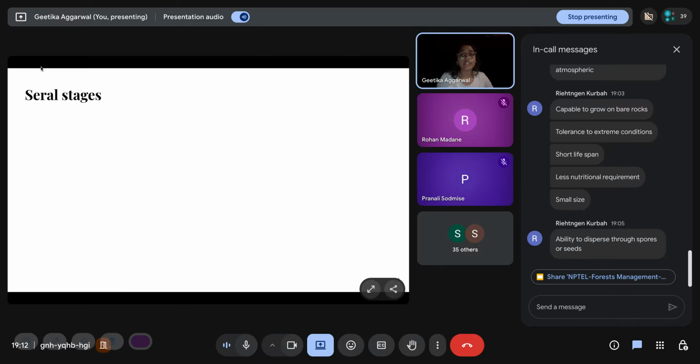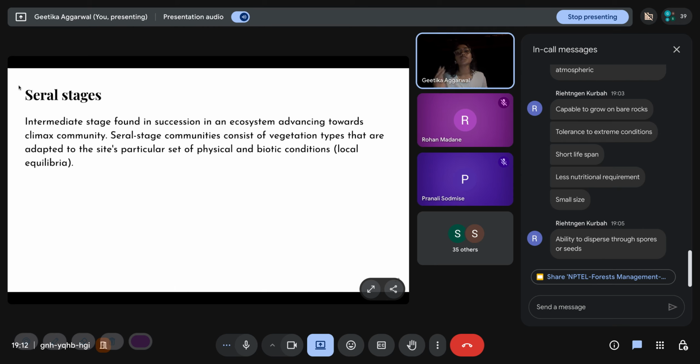Coming to the serial stages, as we said, between the pioneer and the climax community come in these different serial stages, which are the rolling stages which keep changing in ecological succession. So, the intermediate stage found in ecological succession in an ecosystem which is going towards climax. So, pioneer has come and established, then the intermediate stages that you find there in an ecosystem which is now moving towards a climax.